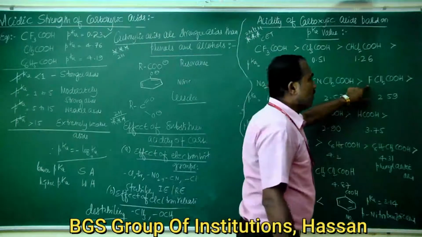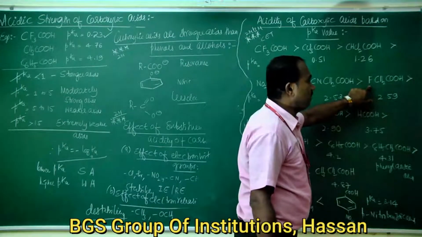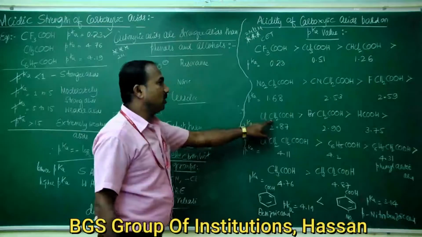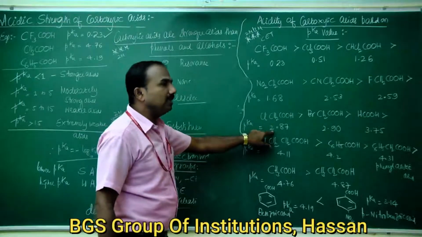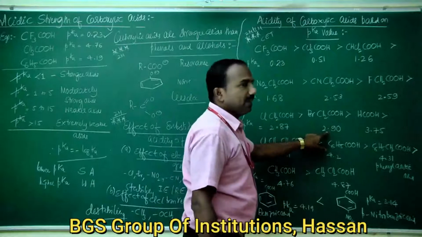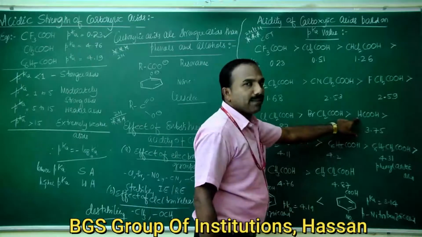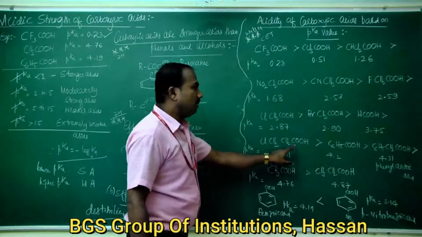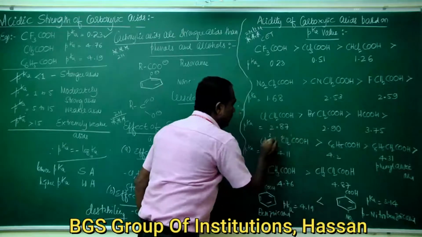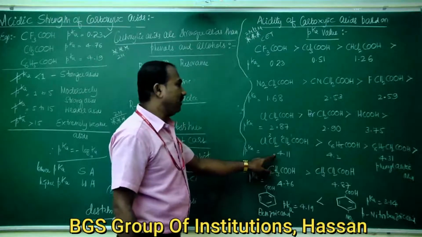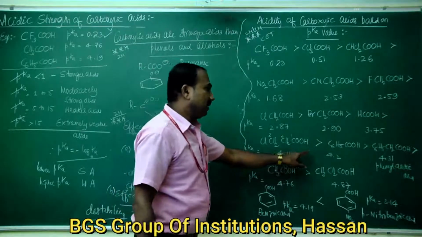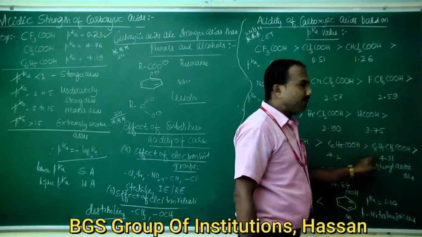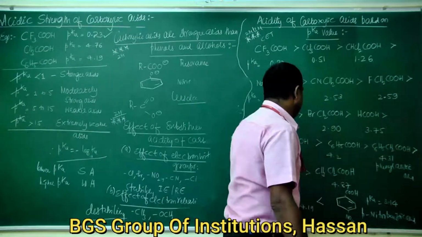so greater than monofluoroacetic acid, pKa value is 2.59, greater than monochloroacetic acid, pKa value is 2.87, greater than monobromoacetic acid, pKa value is 2.90, greater than formic acid, pKa value is 3.75, greater than 3-chloropropanoic acid, pKa value is 4.11, greater than benzoic acid, pKa value is 4.2, greater than phenyl acetic acid. Phenyl acetic acid, pKa value is 3.1.